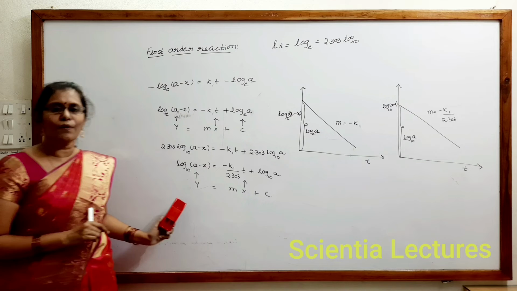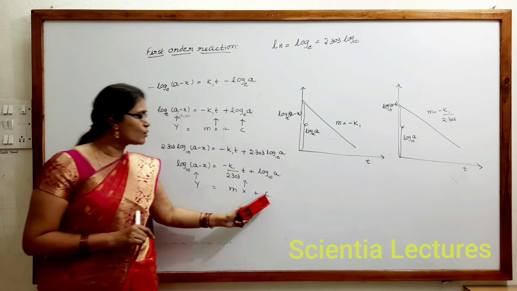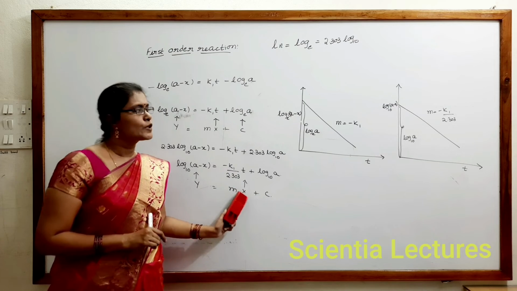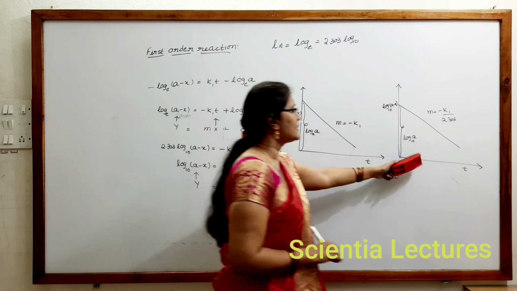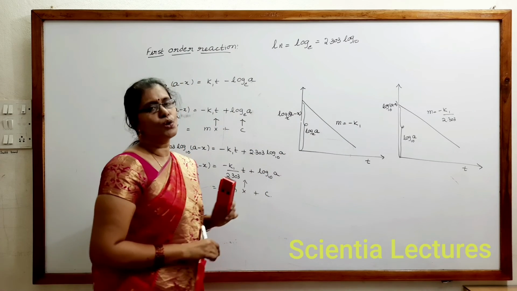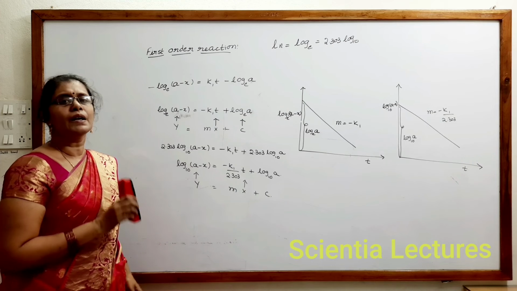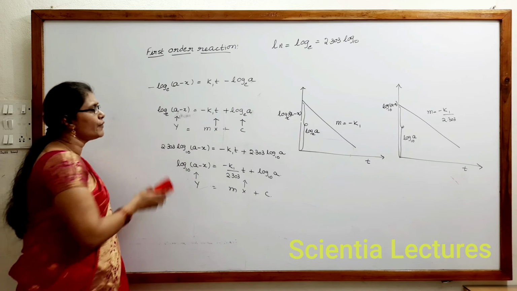What is to be taken in the y-axis in this case? Log base 10 (a minus x). What is to be taken in the x-axis? t. So if you take it like that, what is the y-intercept? You will get log base 10 a. What is the slope? You will get m equal to minus k1 by 2.303.